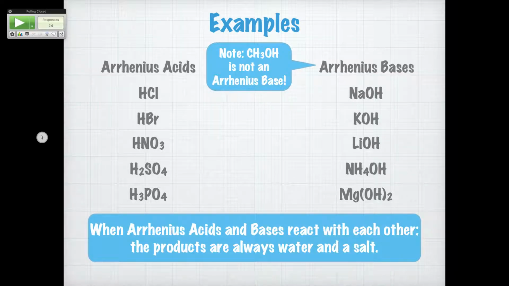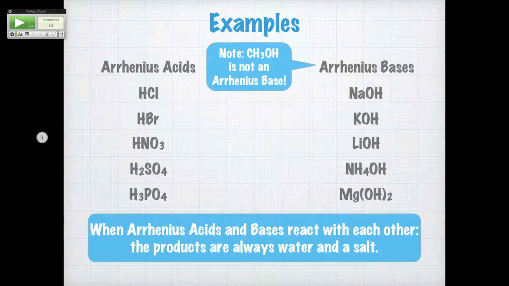When Arrhenius acids and bases react with each other, the products are always water and a salt. So if you take HCl plus NaOH, you get H2O and NaCl. Probably the first acid-base reaction you ever saw, right? Now, you see that little note up there?